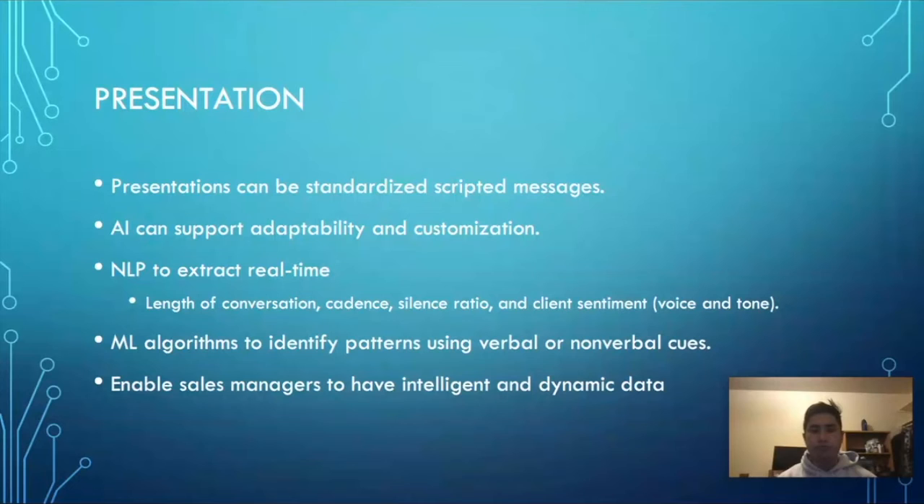This is a really powerful portion of AI in the sales process because I don't think a lot of people realize the extent of what AI can do, especially in things like sentiment analysis, where you can take their voice inflections and the things that they're saying to mix together and provide sales managers with intelligent and dynamic data, and it can do that in real time.